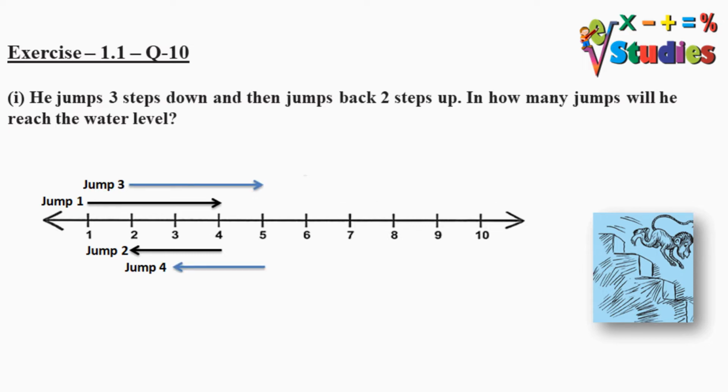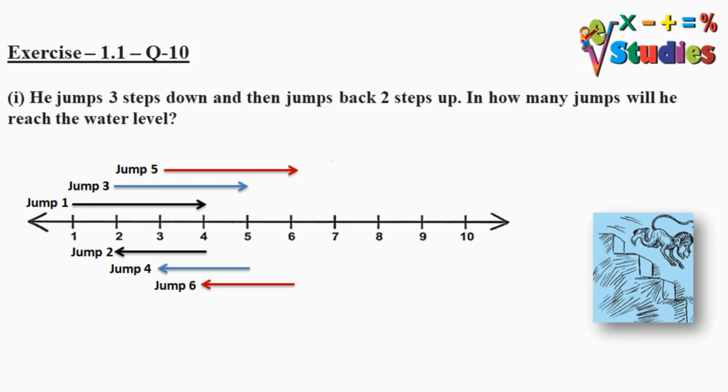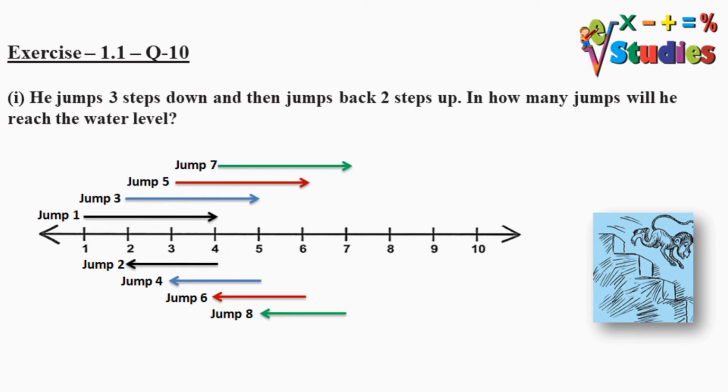At the end of jump 3, the monkey goes from step 2 to step 5, and when he goes back from step 5, he goes back to step 3 at the end of jump 4. Now in jump 5, the monkey goes to step 6 from step 3, and again he jumps back from step 6 to step 4 at the end of jump 6. When the monkey jumps the 7th time, he goes from step 4 to step 7, and again he jumps back from step 7 to step 5 at the end of jump 8.